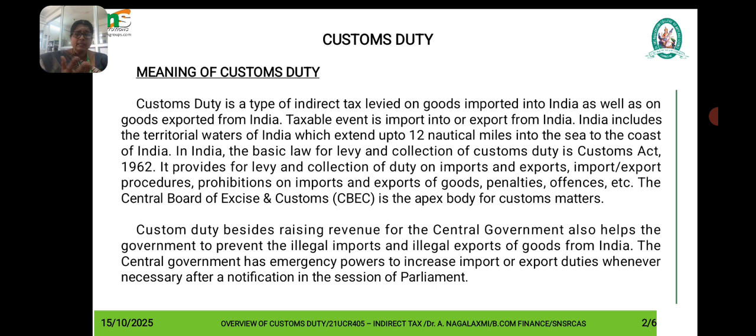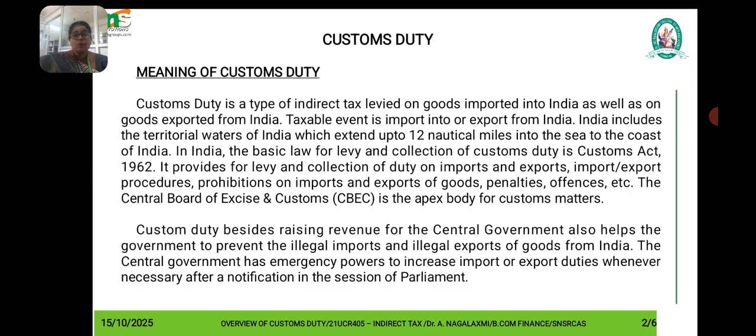Next, what are all the procedures to be followed for import and export? And prohibition on import and export of goods. That is, some goods are prohibited, not to be imported and not to be exported. So that prohibition list will be provided by the Customs Act. Then penalties and offences for the violation of this duty will also be mentioned in the Customs Act 1962.